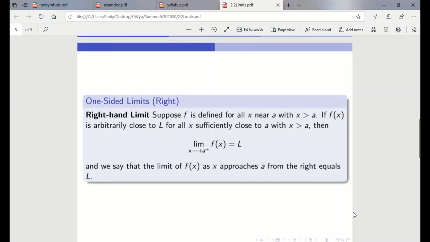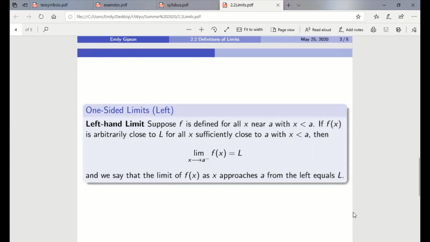And if there's a right-hand limit, then there better be a left-hand limit. And you see we've got the exact same thing, but this time x is less than a, so it's values to the left-hand side. And it's the exact same definition of the limit, but this time instead of a little plus sign in our limit definition, we say a little minus sign. And that's how we know the left is going to be negative and the right is going to be positive.